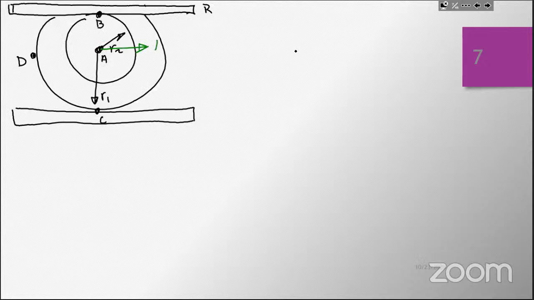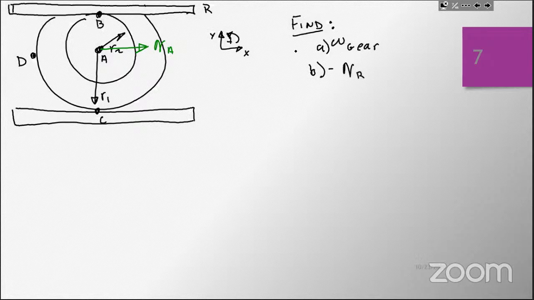We know that there's some velocity V sub A here. And we're going to have our coordinate axes. That's important. Remember, so we have X, Y, positive counterclockwise rotation. I think we've got everything that we need here, right? What do we want to find? I want to find omega for the gear. That's part A. And part B, the velocity of R and the velocity of point D.